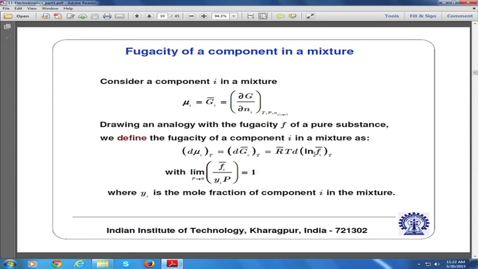So, you can write that limit as P tends to 0, Fi bar by yi, where yi is the mole fraction of i, equals the mole fraction of i into pressure. The difference between the pure component and the mixture for an ideal gas is, for a pure component you have the pressure as it is. For a mixture, the pressure is replaced by the partial pressure, which is the total pressure times the mole fraction. That is the change in basic paradigm.